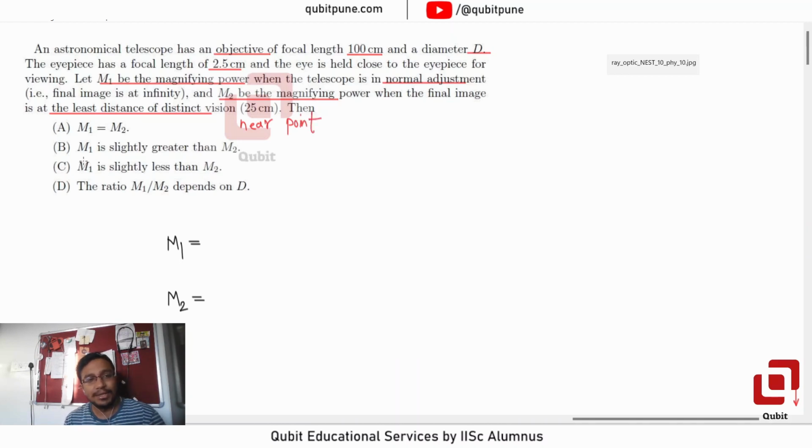Then m1 equals m2, m1 is slightly greater than m2, m1 is slightly less than m2. The ratio m1 upon m2 depends on d. From NEST 2010.